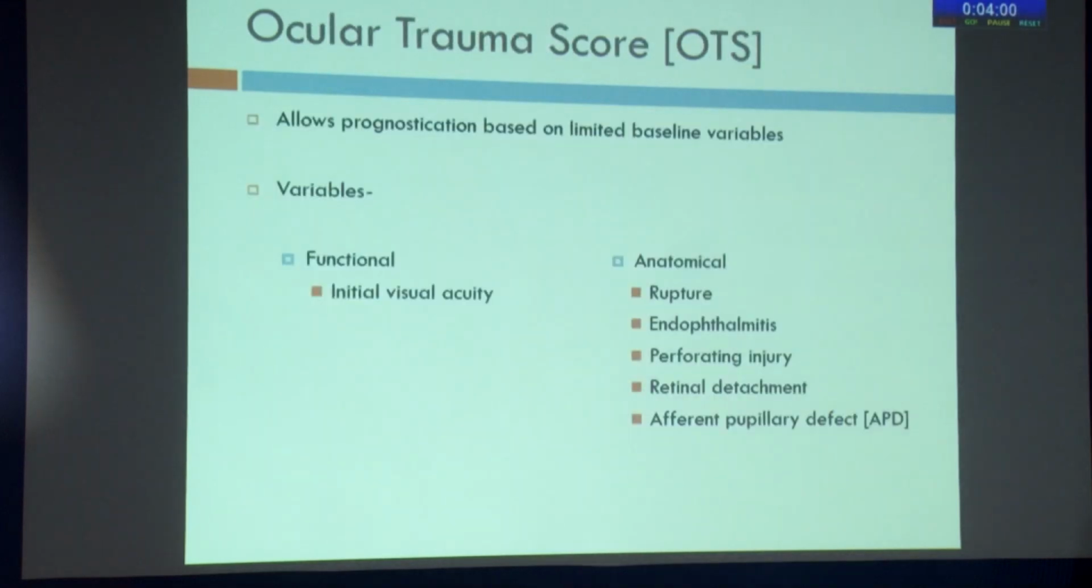Now also it is important to prognosticate a case. So it is done on the basis of various variables. It could either be functional variables or anatomical variables. Functional variables is the initial visual acuity, and anatomical include whether there is rupture, endophthalmitis, perforating injury, retinal detachment, or presence of afferent pupillary defect.